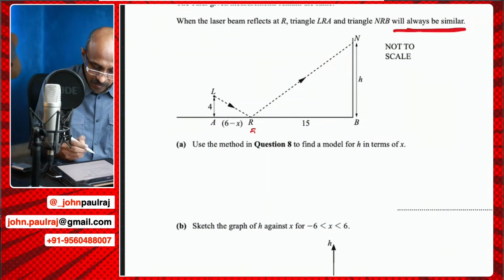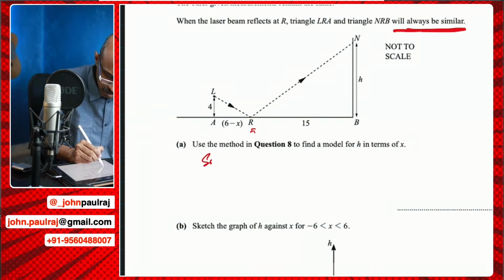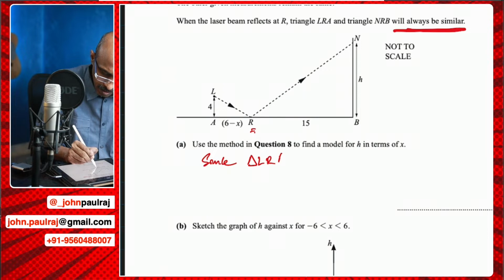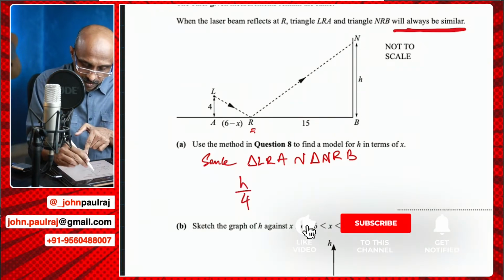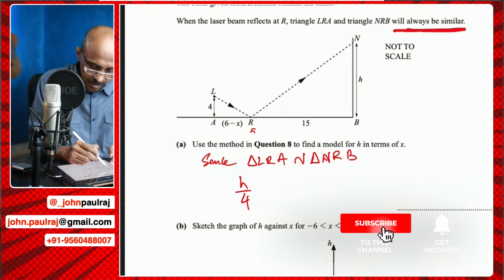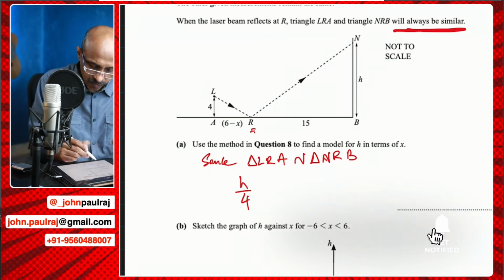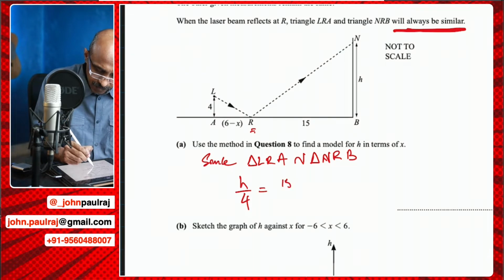So since they're similar, we can write that down. Since triangle LRA is similar to triangle NRB, we can say that H over 4, that's the height of the triangle NRB, and LA is the height of the smaller triangle LAR, should be equal to 15, the base of that larger triangle, over the base of the small triangle at 6 minus X.